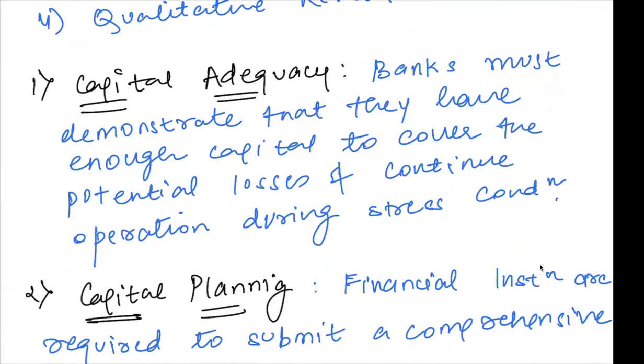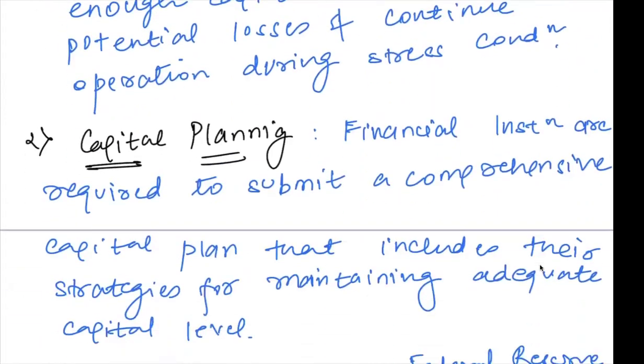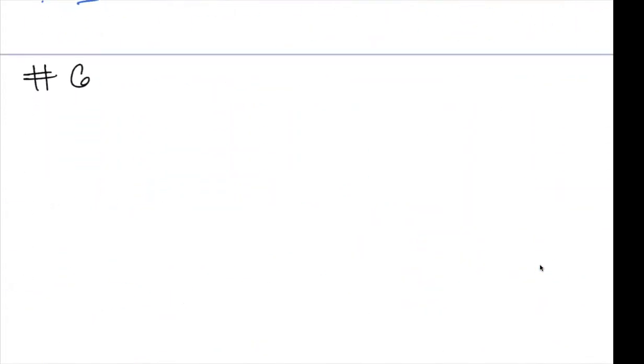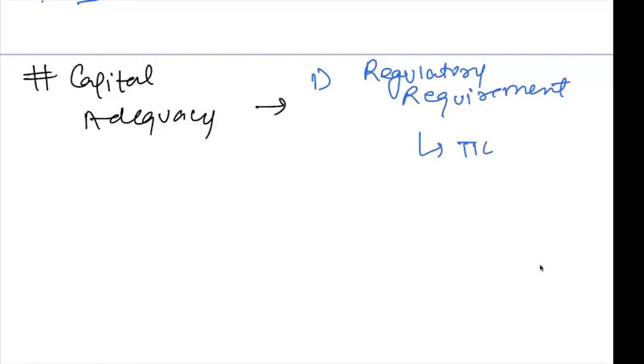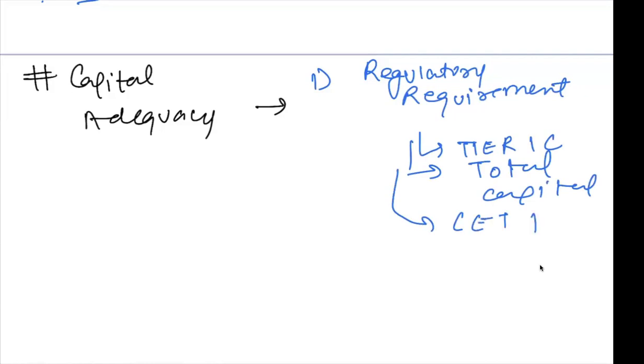Now if you see capital adequacy itself, it has 4 to 5 components. One is the regulatory requirement, that is all these capital ratios, which is your tier one capital ratio and the total capital ratio. And then you have CET1, which is nothing but the common equity tier 1 ratio. So this is the first component.